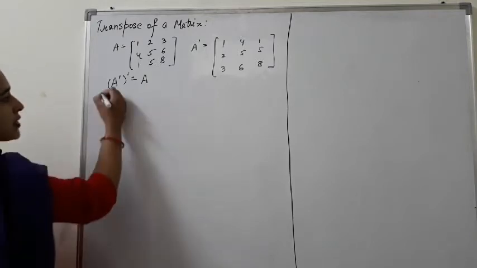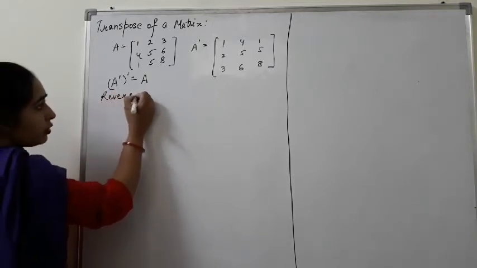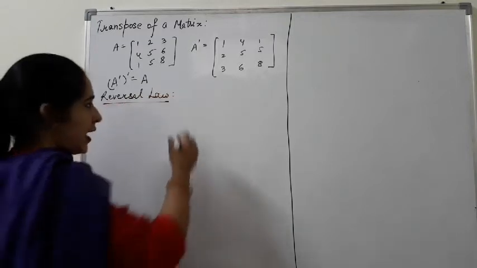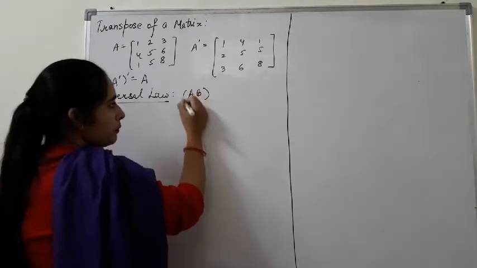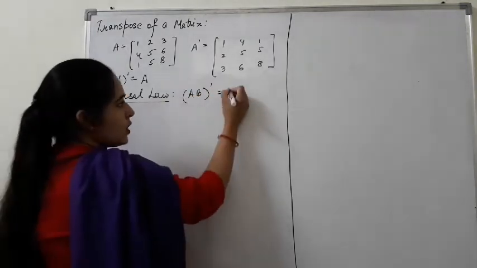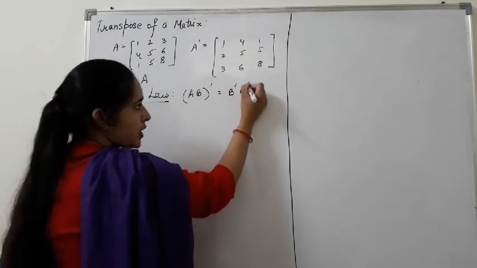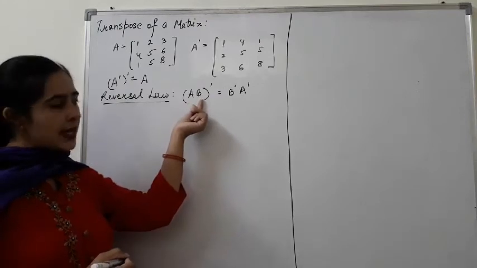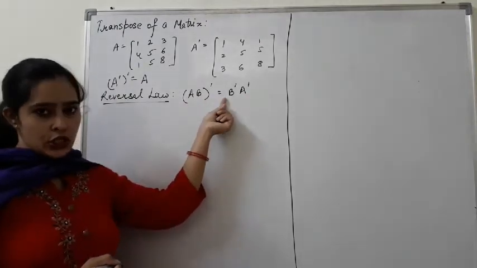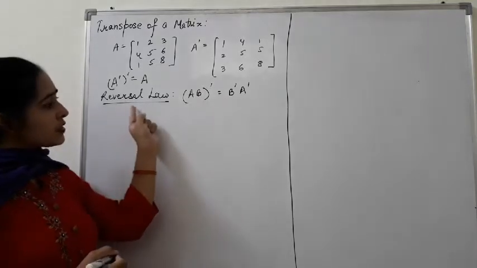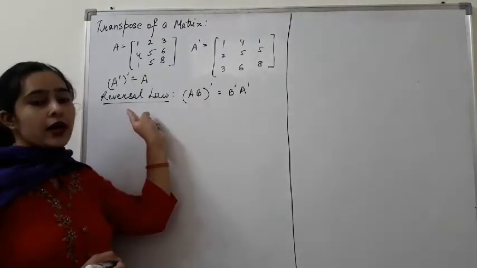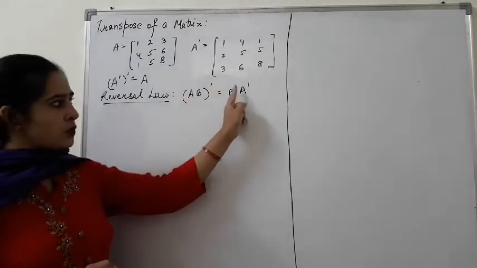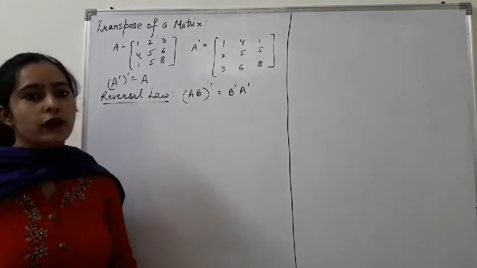Next is reversal law. Now, what does reversal law say? Reversal law says that transpose of AB will be equal to transpose of B into transpose of A. That means if you take transpose of both matrices, then the order will get reversed. That's why this is known as reversal law. That is, transpose of AB is equal to transpose of B into transpose of A.